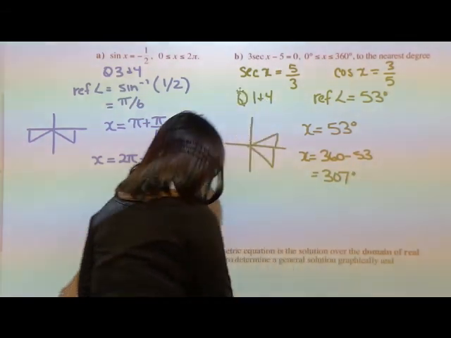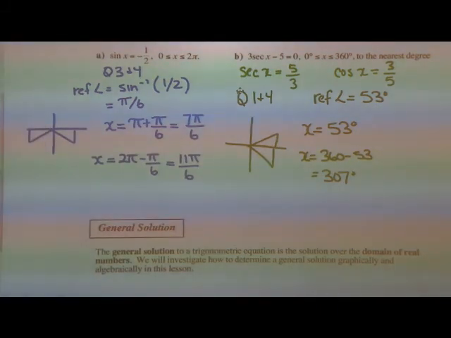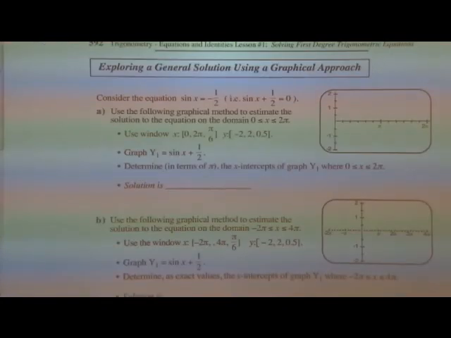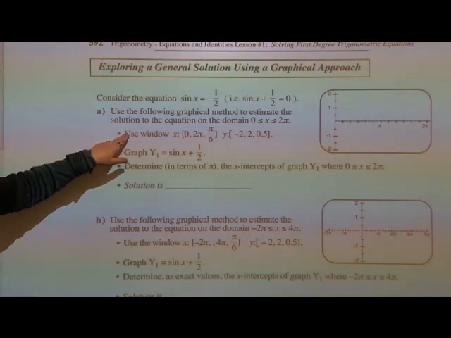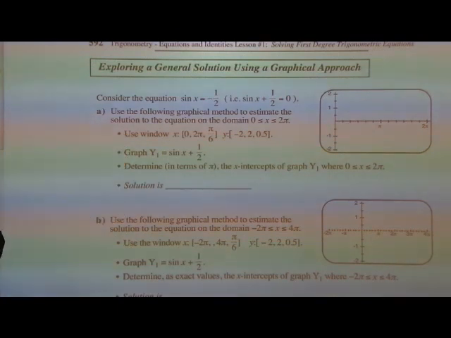Okay. So that's with the restricted domain. What happens if we don't restrict the domain? That's the general solution, and that's what we're going to look at for part of today and part of tomorrow. So it says, consider the equation sine x equals negative 1/2. That's the first class example. Use the following graphical method to estimate the solution to the equation on the following domain. Use this window setting and graph y1, and then determine the x-intercepts.